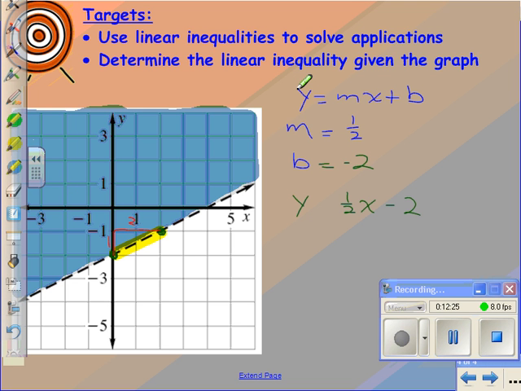Okay, so the next thing I need to do is figure out what my inequality is, if it's less than, greater than, less than or equal to, or greater than or equal to. And if I have a dotted line, that narrows it down to either less than or greater than. And I'm shaded above my y-intercept, so that tells me that my inequality is going to be greater than. And that pretty much completes what I would have to do to write the inequality from the graph.